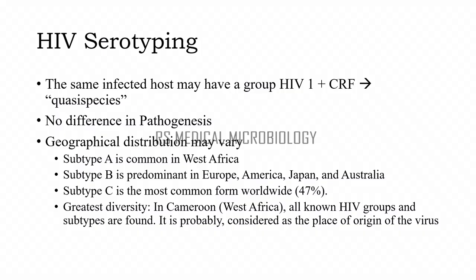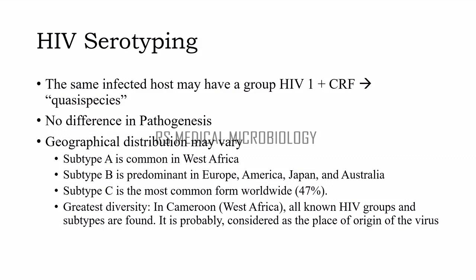Now, at this particular time of infection, the patient can have a particular type of HIV-1 virus along with the CRF form. This is called a quasi-species infection. So, what does it mean to us? Is it really important? No, it is not. It has no difference in pathogenesis.